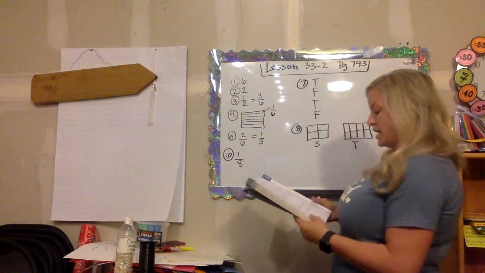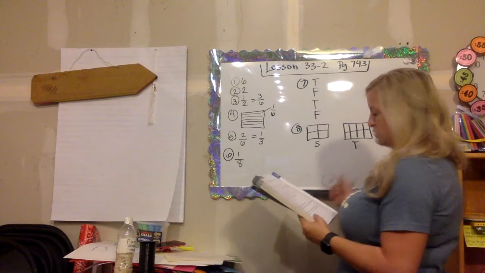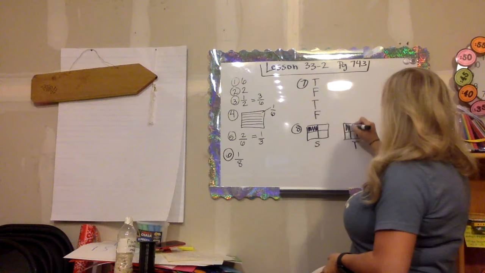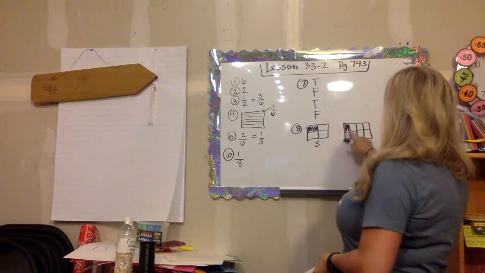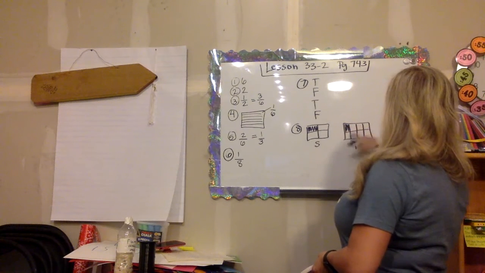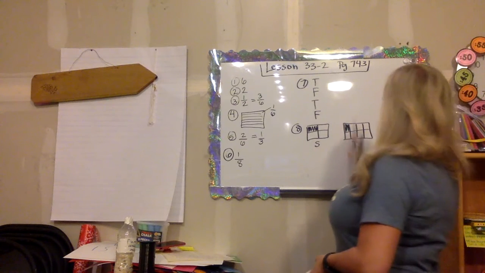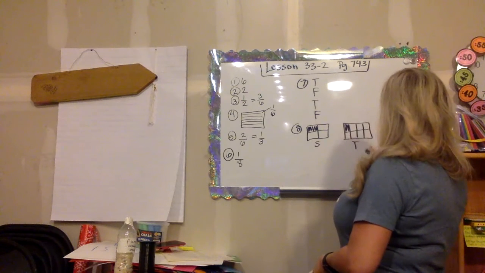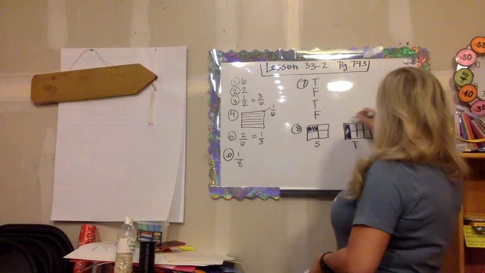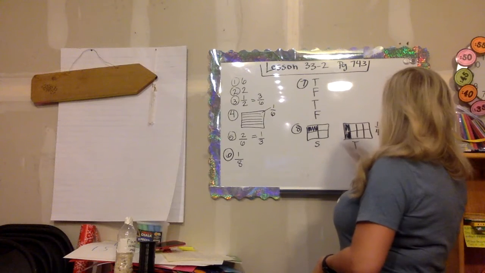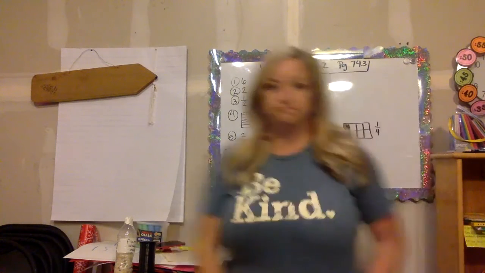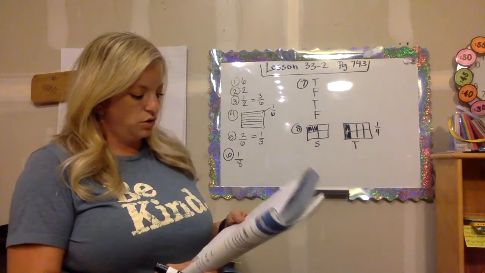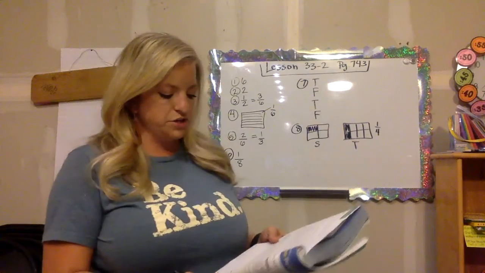Number 9, shade 1/4 of each rectangle in problem 8. So I'm going to shade 1/4, 1/4. Now, if I just color in one of these, I've colored in 1/8 because I colored in one of the 8 pieces. 1, 2, 3, 4, 5, 6, 7, 8. But if I consider each column, because there's 4 columns, 1, 2, 3, 4, now I've colored in one of those 4 columns, 1/4 and 1/4. See that, my friends?